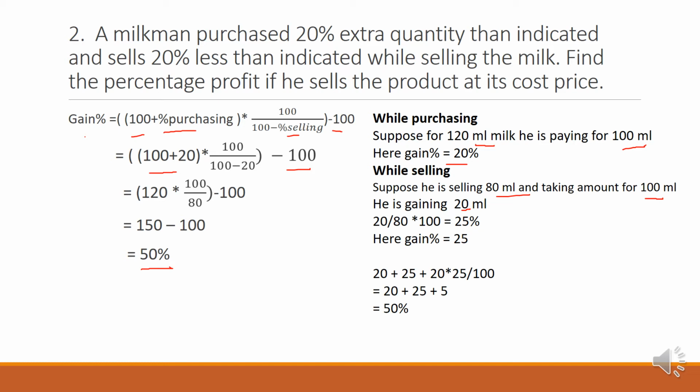20 ml is what percentage of 80? We can get 20 by 80 into 100 is equal to 25%. So here gain percentage is 25. So using the formula x plus y plus x into y by 100, here we'll get 20 plus 25 plus 20 into 25 by 100 is equal to 20 plus 25 plus 5, which is equal to 50%.